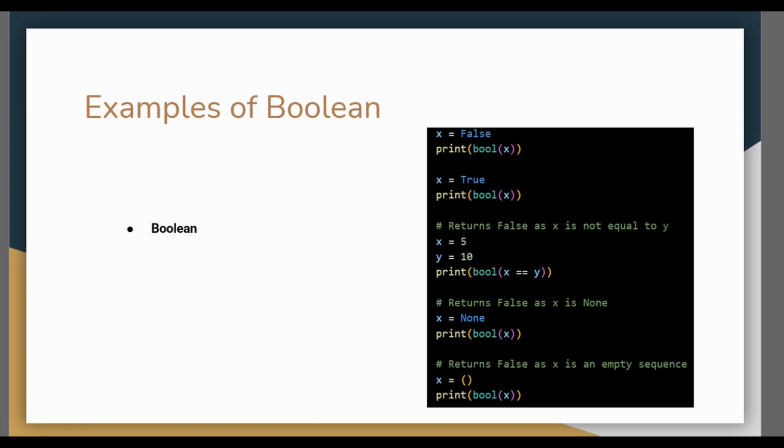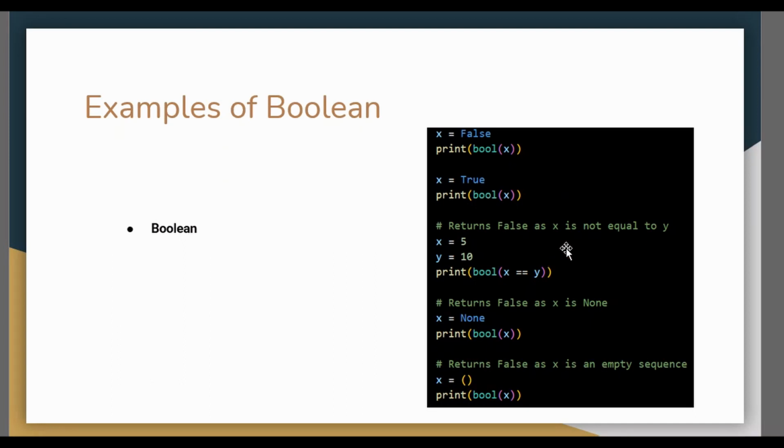So what might a Boolean look like? A Boolean might look like this. If I have a variable x that's false, I give it the value of false. And I can print that, and it will actually print out false, because x is equal to false. Likewise, same thing for true.